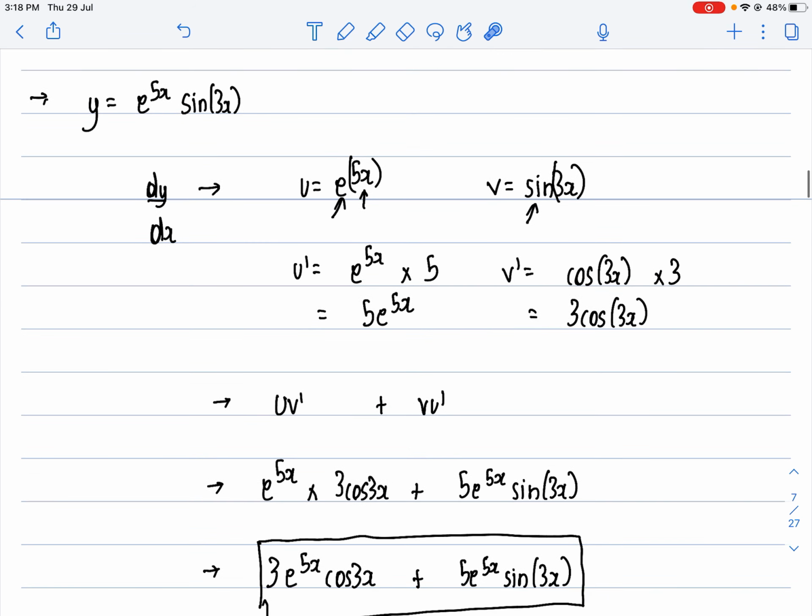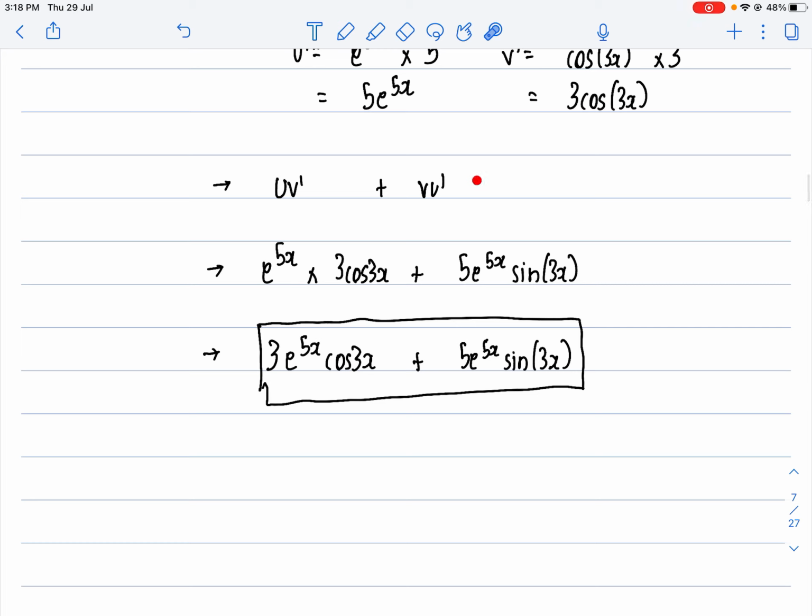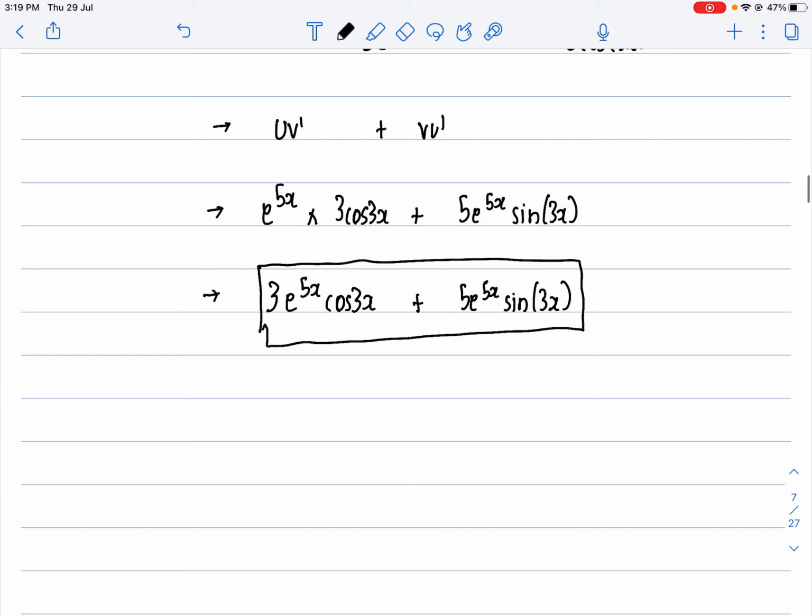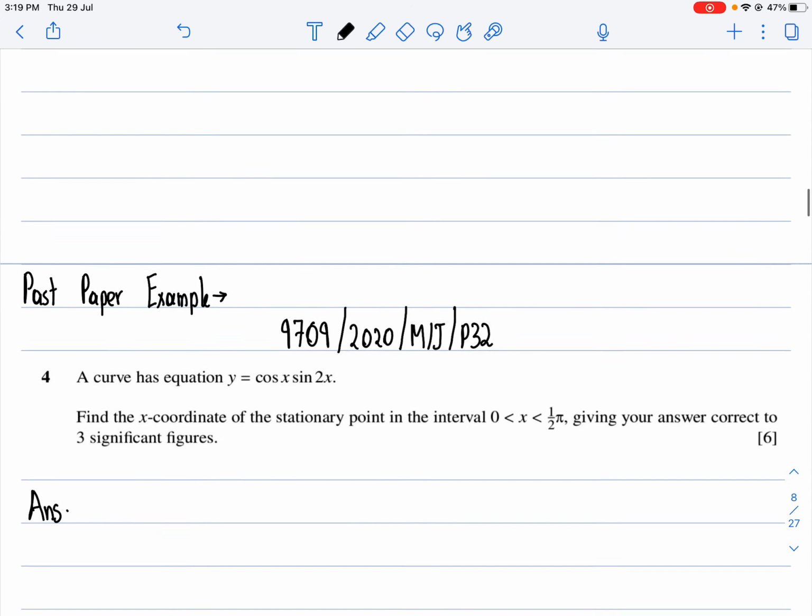Then take the first function as u, the second function as v, and differentiate them. Get u dash and v dash, use the formula, substitute and obtain an equation in terms of dy by dx. Correct? And then in past paper questions they give you an x value, so you can just plug it into the dy by dx and calculate your gradient. So now this was the basic concept. So let's do a past paper example.